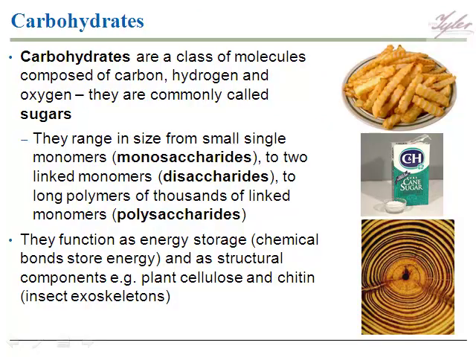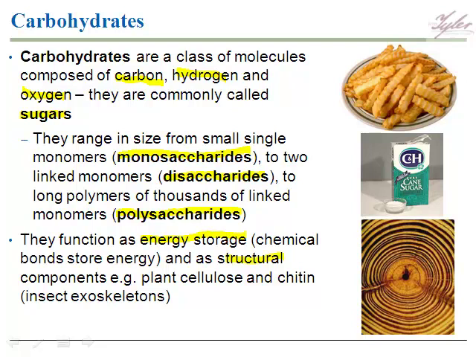Now our first polymer we're going to talk about is carbohydrate. Carbohydrates are a class of molecules. They're composed of carbon, hydrogen, and oxygen, and they're commonly called sugars. They range in size from the small single monomers, the monosaccharides. Recall, monosaccharides are the bricks in our brick wall. Linked monomers, disaccharides, those are two monomers linked together because di means two, and then long polymers, the polysaccharides. Be sure you know that for the test, all right? You need to know their functions for the test.